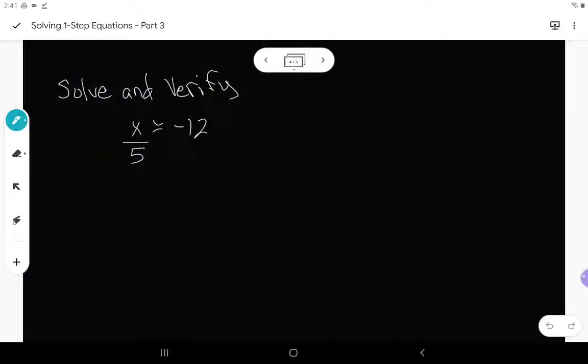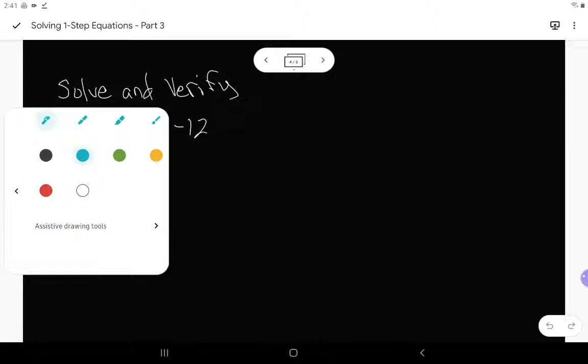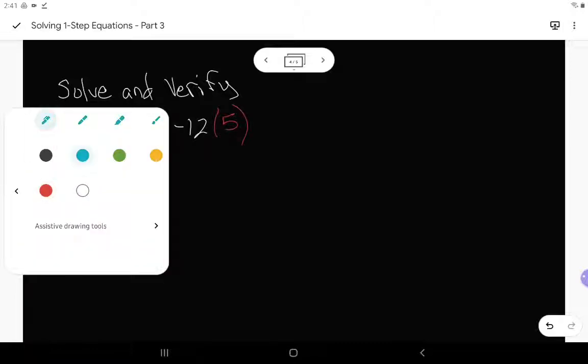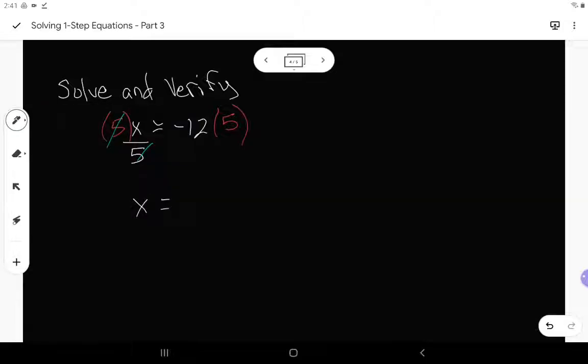Okay? All right, what if I had x divided by 5 is equal to negative 12? X being divided by 5, the opposite of dividing by 5 is multiplying by 5. So I'm just going to multiply by 5 on both sides. The ones on the left, they cancel. I'm left with x. On the right-hand side, negative times positive is negative. 12 times 5 is 60. So we get x should be negative 60.